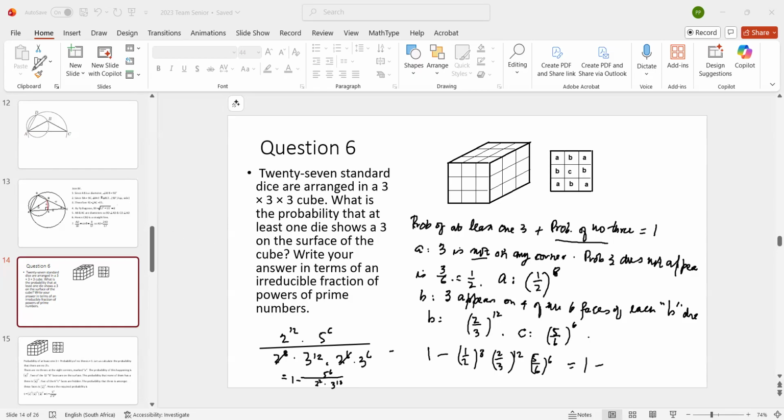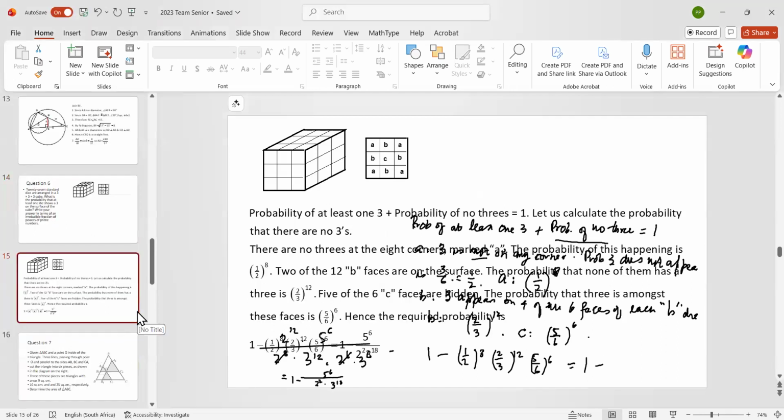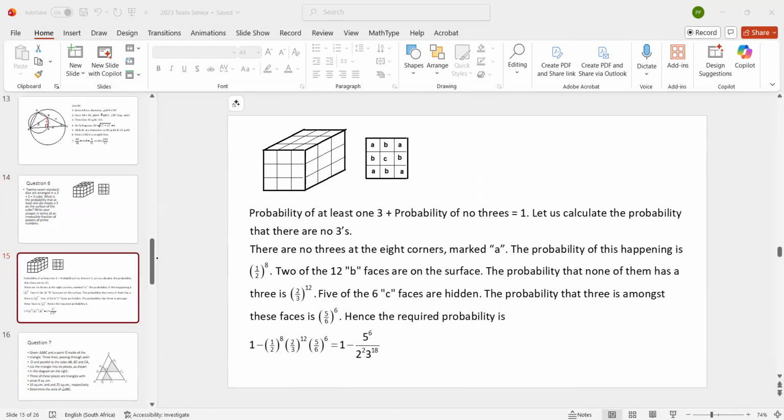Let's just check it. I may be wrong. It's 1 minus 5 to the power of 6 over 2 to the power of 6 times 3 to the 18. Okay, we're going into this. Yeah, exactly. It's 2 squared, because you have 2 to the power of 14 and 2 to the 12 at the top. So the denominator is 2 squared. You can see the answer right at the bottom. Okay, so that takes care of question number 6.